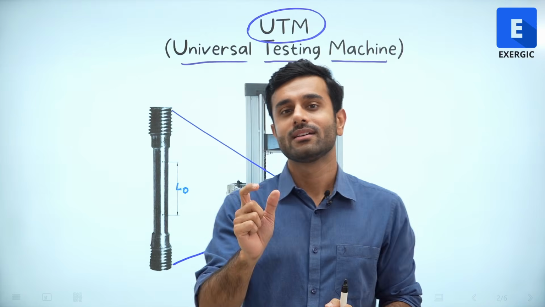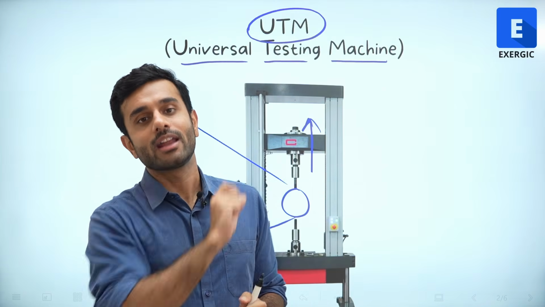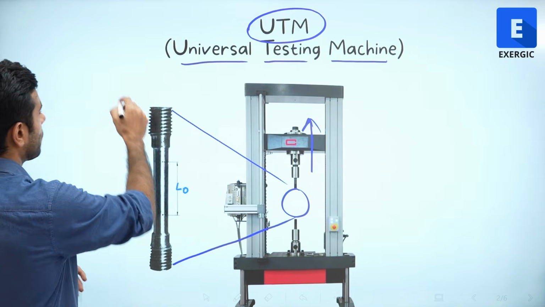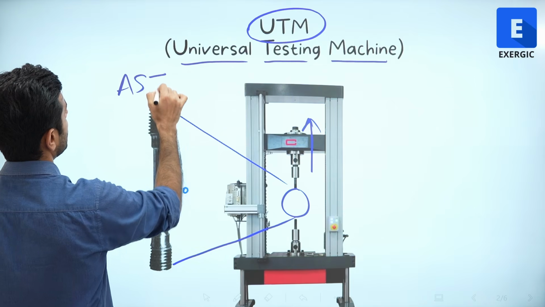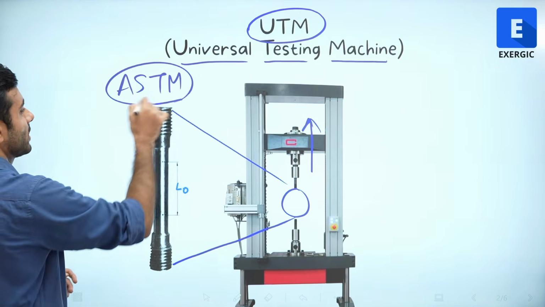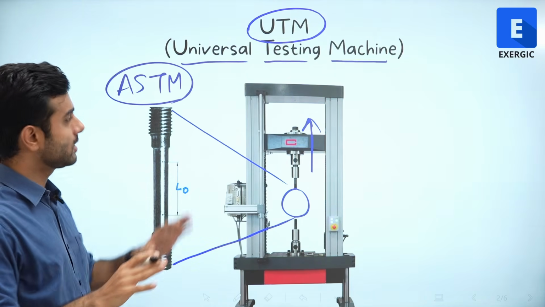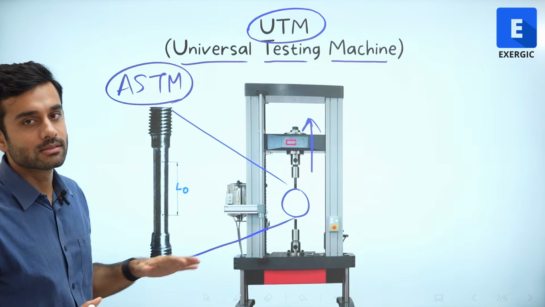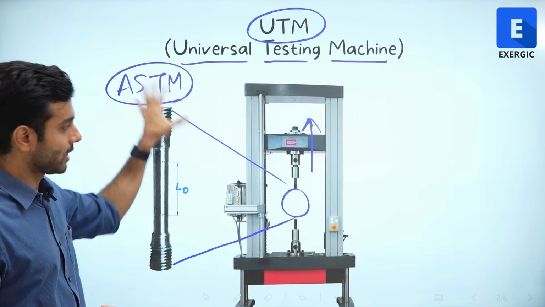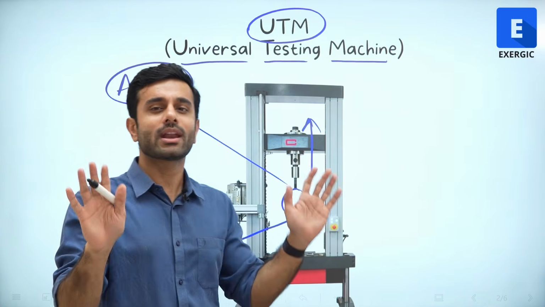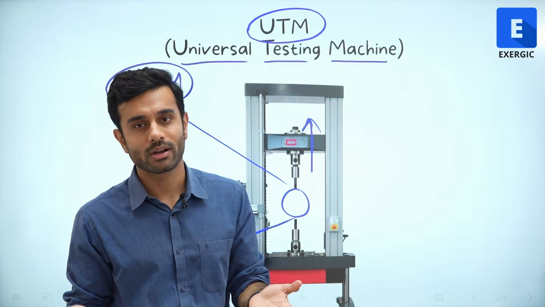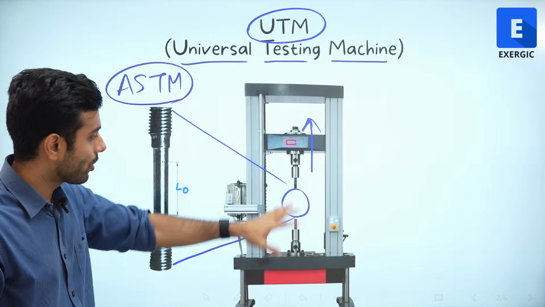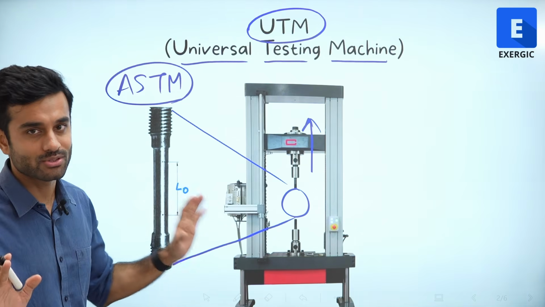These specimens come in standard dimensions and they depend upon the country. Most countries use different dimensions, but the most popular one is the ASTM standard, American Society of Testing and Materials. You don't have to write any of this. Whatever I am explaining so far, do not write any of this. It is just for your own understanding. You don't have to draw or write all of these things, okay?